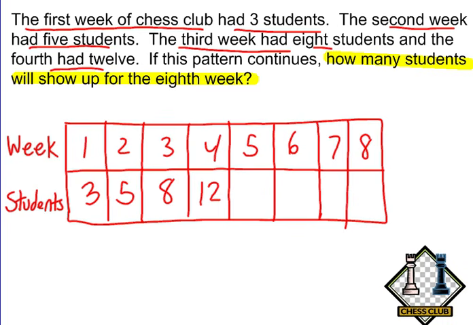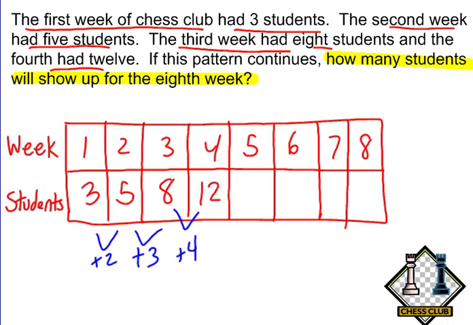Well, the difference between 5 and 3, if I were to subtract those, I would have a difference of 2. So if you added 2 to 3, you would get 5. The difference between these 2 numbers, 8 and 5, well, if you subtract these 2, the difference there would be 3. And the difference between 8 and 12 would be 4. So I think you see the pattern.